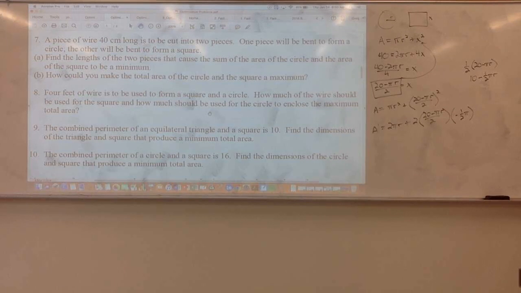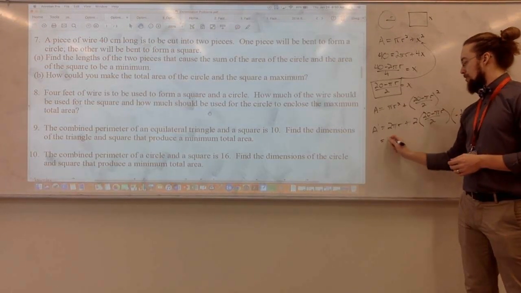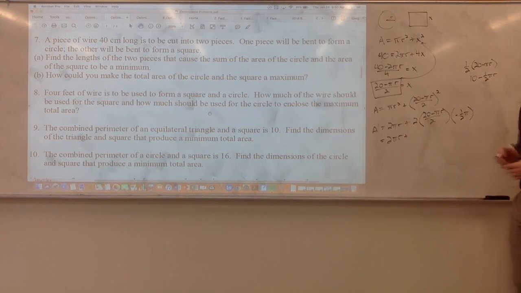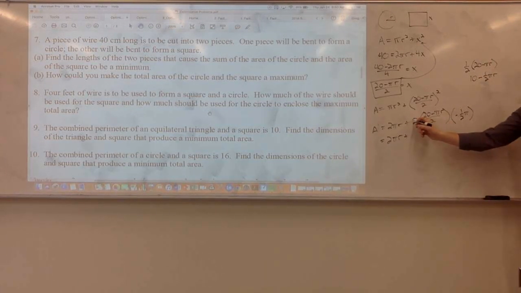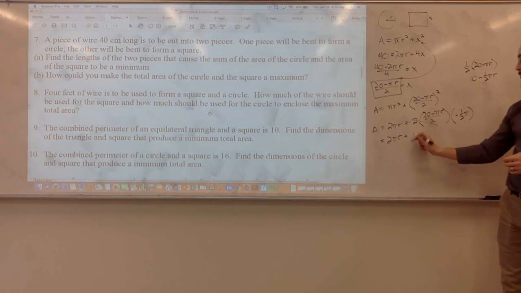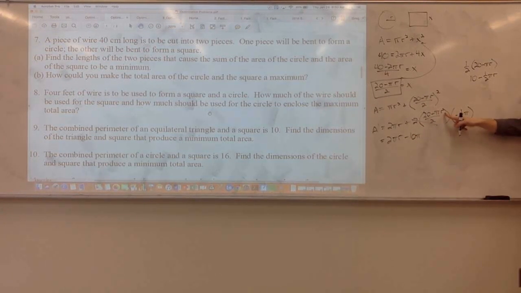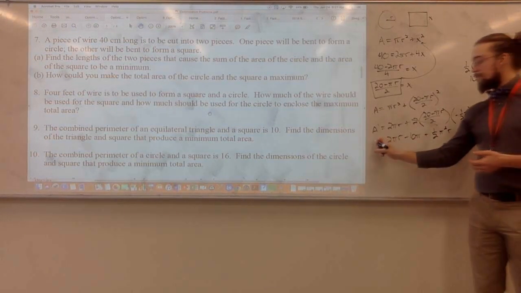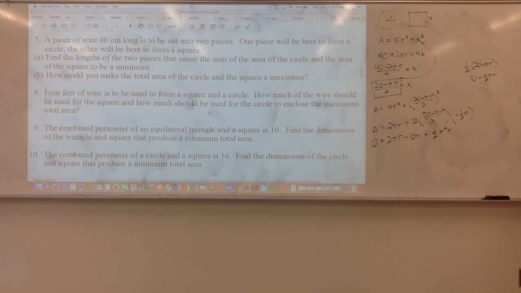Sure, we could distribute. So we could simplify this and make this 2 pi r plus, now these 2's would just cancel out, right? And then I can distribute this negative 1/2 pi through. So 20 times negative 1/2 pi would be negative 10 pi. And then negative pi r times negative 1/2 pi would be positive 1/2 pi squared r. Okay, now I'm setting this equal to 0, right, to find critical points.